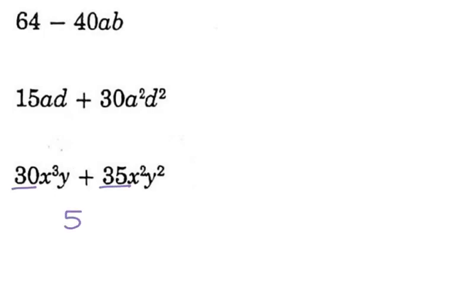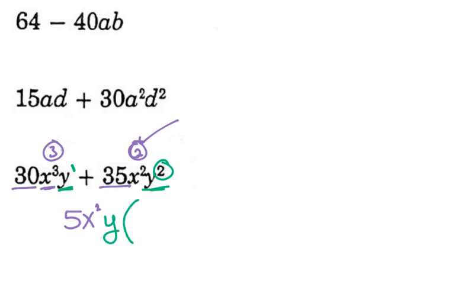I know it's 5. Looking at the x, I've got 3 here and 2 here. What number's smaller? 2. So that means I'm going to take x squared out. I've got a y here, which is a 1 there, and a y squared here. Which one is smaller? The one with the y, the 1. So again, I don't need that 1 there because I know it's there. Then I start my parentheses because that's my GCF right there.